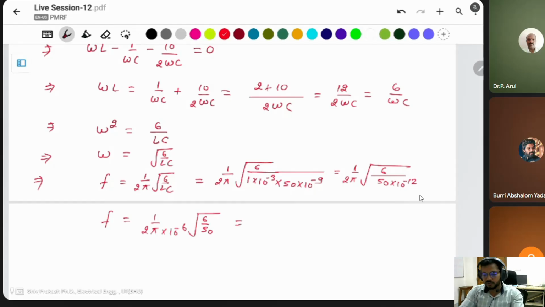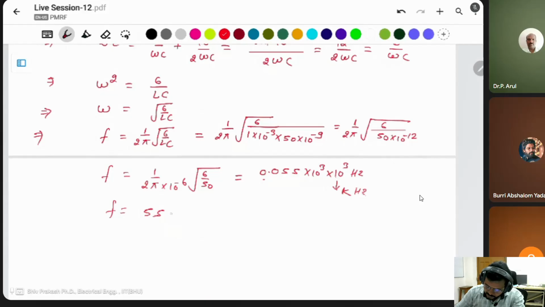Now you use the calculator to solve this. Root of 6 by 50 is 0.346, divided by 2 pi. 2 pi is 6.28. This will be 0.055 divided by 10 to the power of minus 6, that is into 10 to the power of 6. 10 to the power of 6 is written as 10 to the power of 3 and 10 to the power of 3. This will be K, making it kilohertz. Then the frequency will be 55 kilohertz.